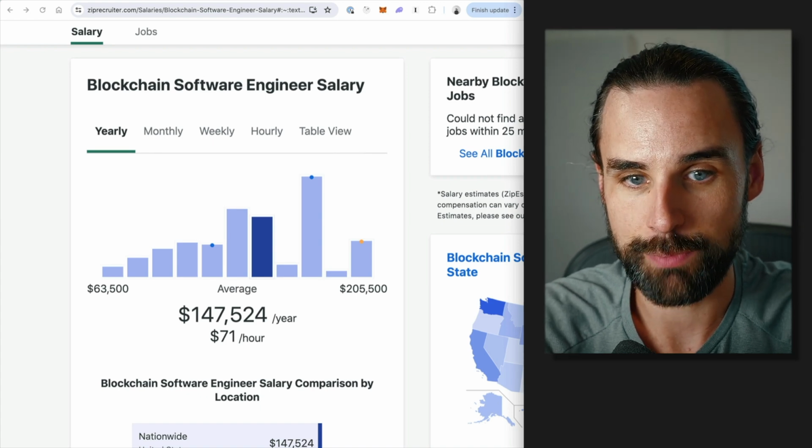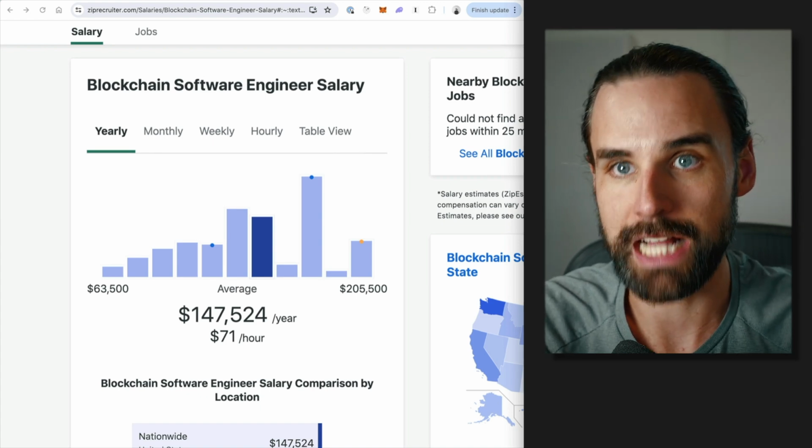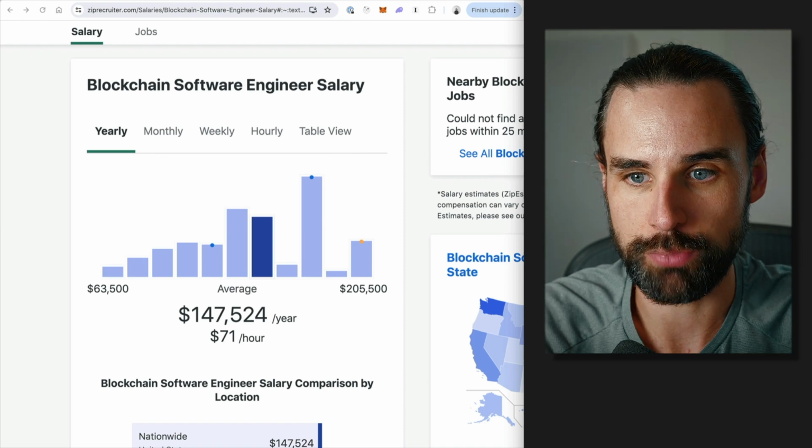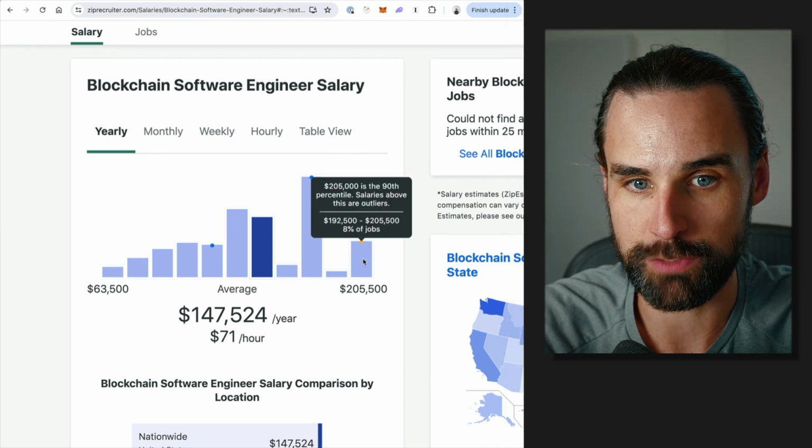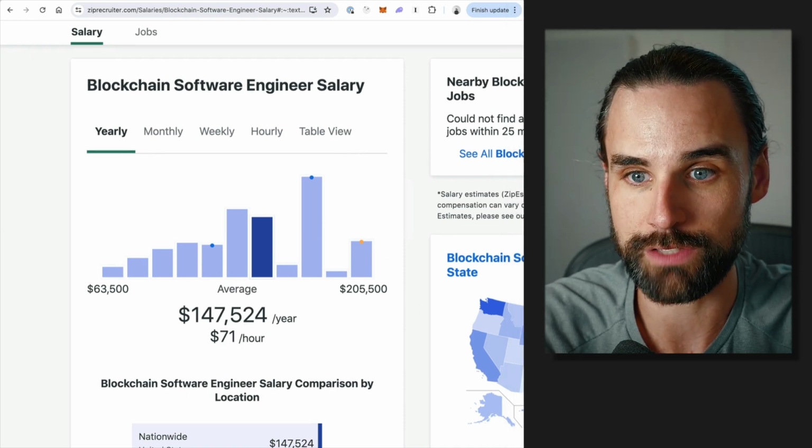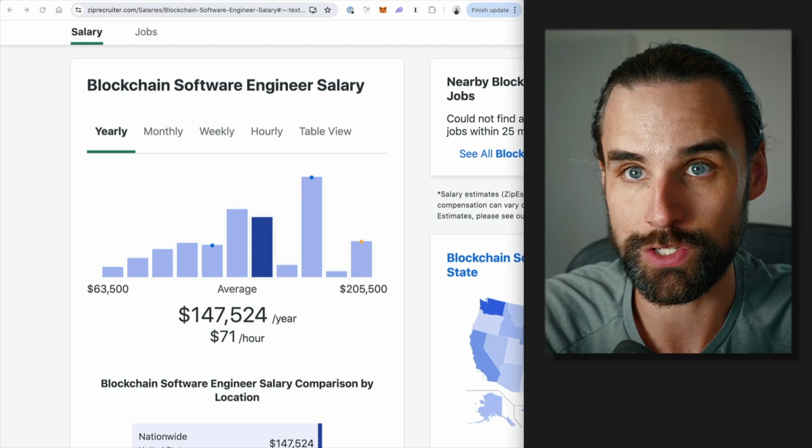Blockchain is one of the highest paying fields in tech with a national average salary of about $150,000 per year. And you can see there's lots of other developers making well beyond that into the multi-six figure range. And I'll talk about some ways to increase your income that way in a minute.